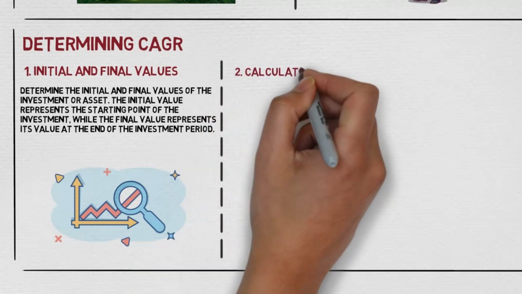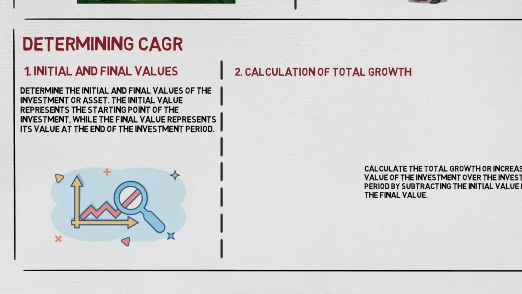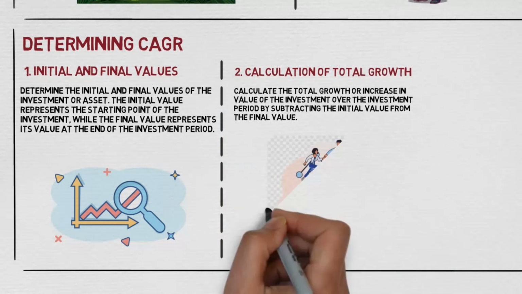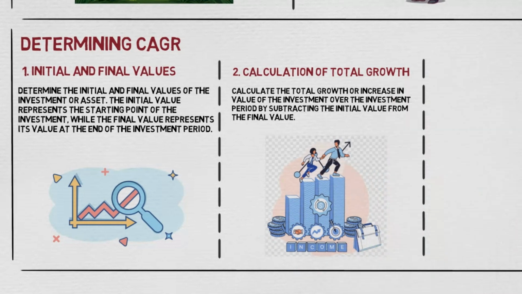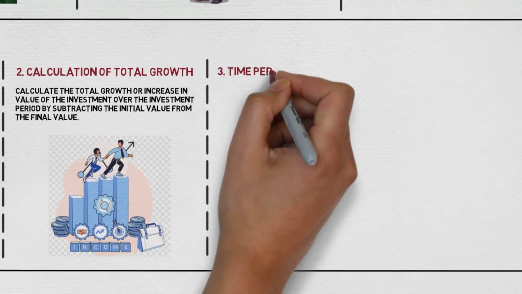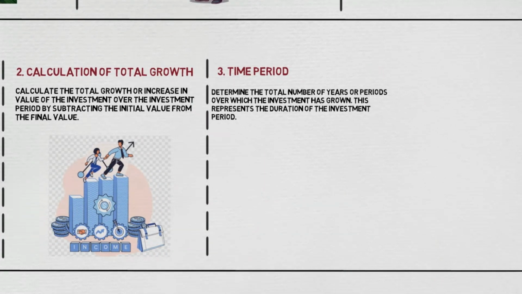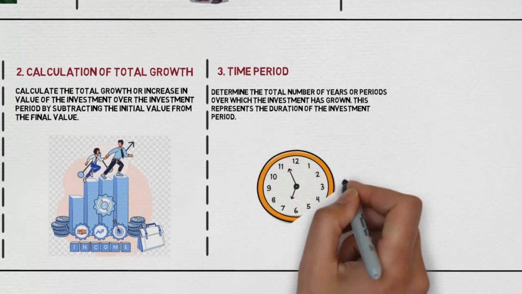2. Calculation of total growth. Calculate the total growth or increase in value of the investment over the investment period by subtracting the initial value from the final value. 3. Time period. Determine the total number of years or periods over which the investment has grown. This represents the duration of the investment period.